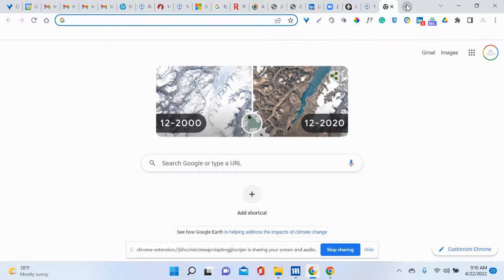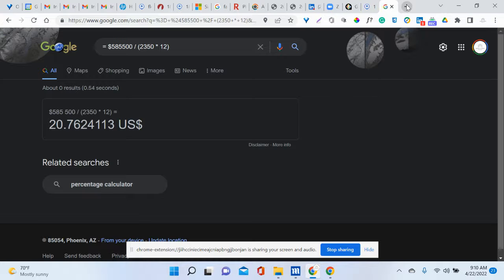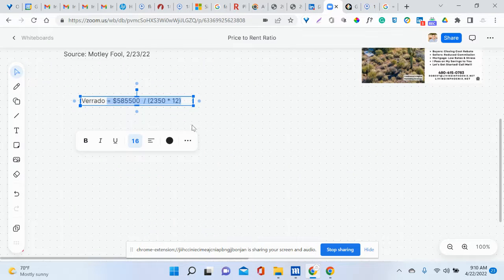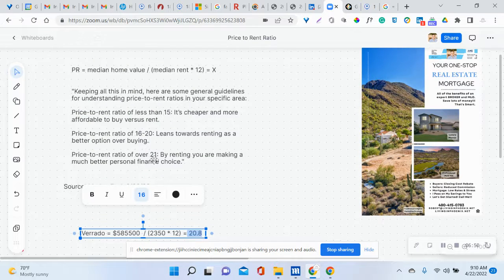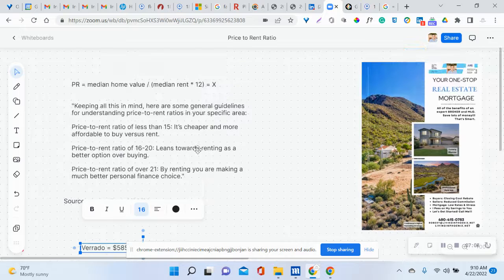Go ahead and copy that formula. Wow. We're going to round to the nearest tenth. So the index says it is at 20.8. Does it make sense to buy or rent? Well, it's almost at 21. And considering that values are still increasing every month, according to the ratio it's probably in the borrower's interest to rent.